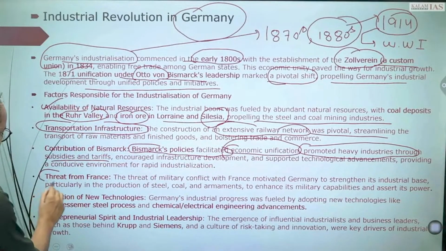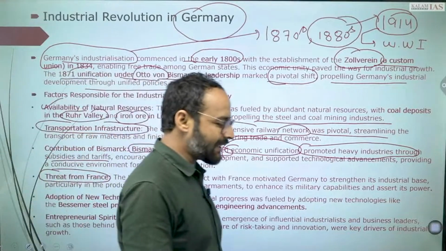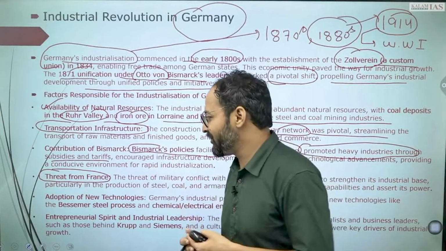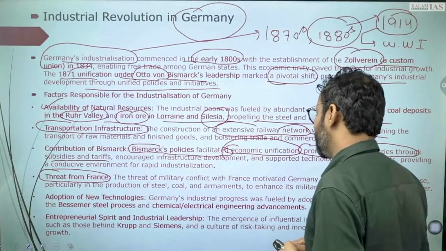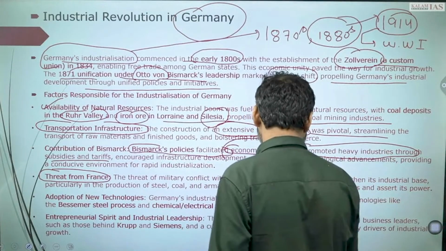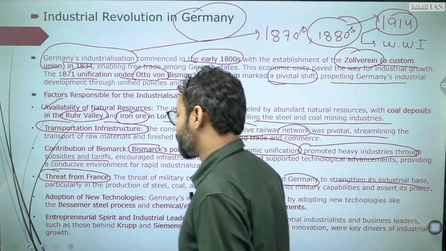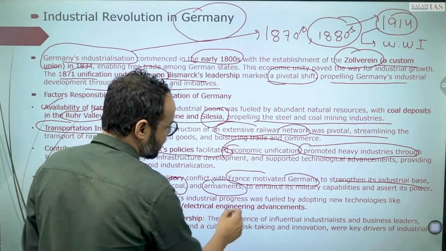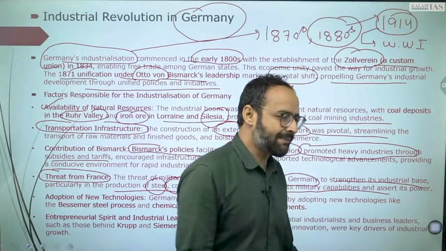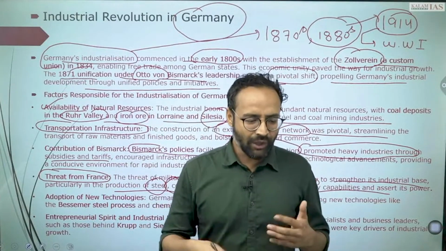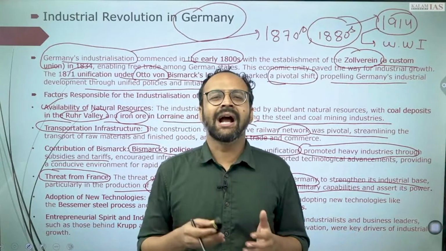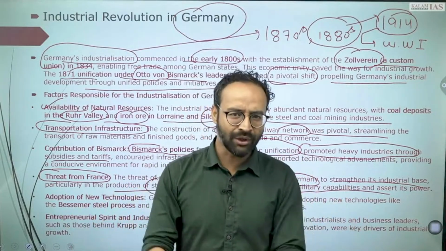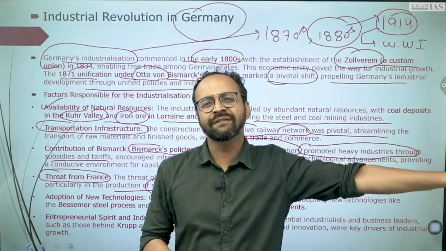So why were Germans unifying themselves? I told you France and German forces were sharing borders with each other. The threat of military conflict with France motivated Germany to strengthen its industries, particularly in the production of steel, coal, armaments, and enhance its military capabilities. Mind you, it was that period where all the nations were rising economically, and there was a sense of insecurity between all these nations because they were sharing borders, unlike America, which was kind of isolated.